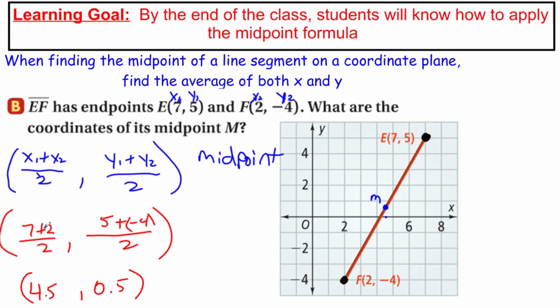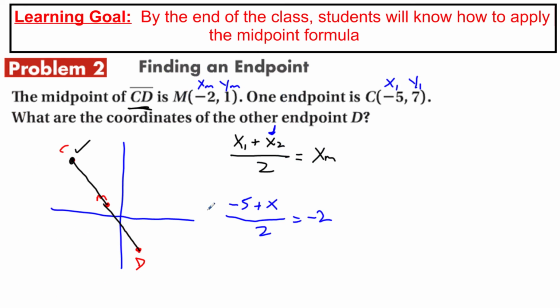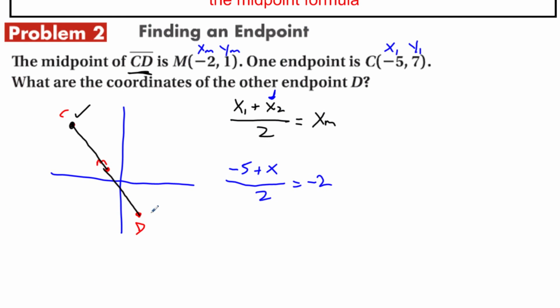It wasn't as simple as just plugging in and simplifying like we did here. I'm going to have to do a little bit of algebra. I'm going to multiply both sides by 2 and find out that -5 plus x is -4. Then I'm going to add this 5 over and find out that my x has to be 1. If you notice, we're not finished. I need to find coordinates, which means I want an x and a y. I know that the x is 1.